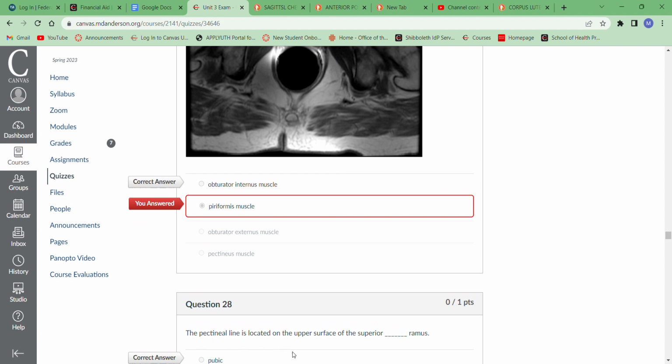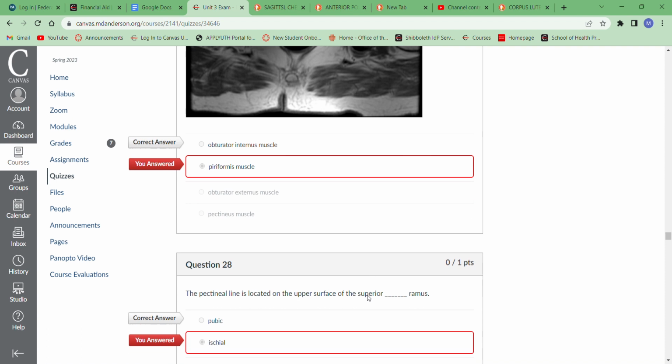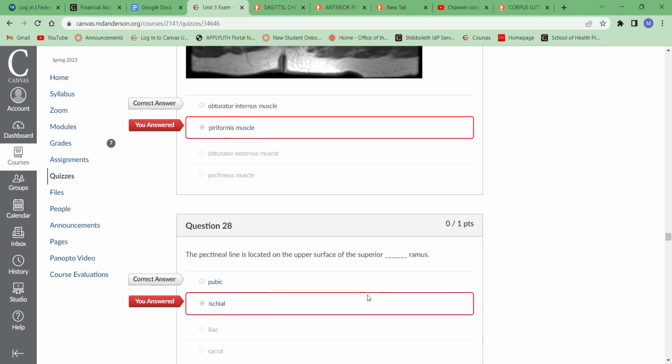Pectineal line is located on the upper surface of the superior blank ramus. Pubic. Pectineal line is located on the upper surface of the superior pubic ramus. They both start with P. Pectineal and pubic. That's how I'm going to remember it. If I can't visualize it, I just need to memorize it. And so, pectineal line, pubic ramus.